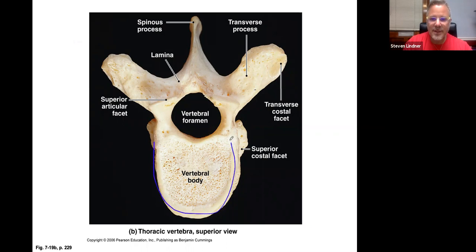Again, you've got your vertebral body, vertebral foramen, lamina. Laminas fuse, they form the spinous process. You have your transverse processes. Here's your transverse costal facet, and here's your superior costal facet. Those are for the ribs. Okay.